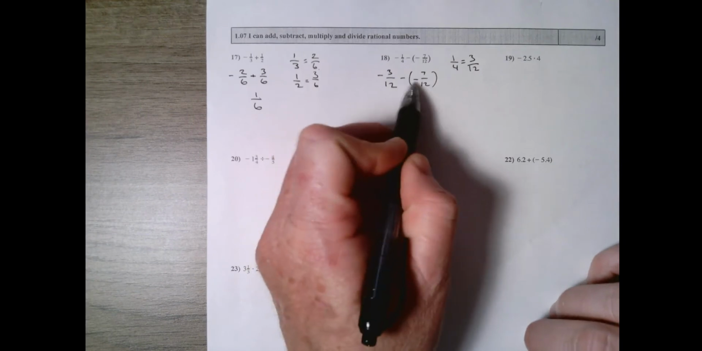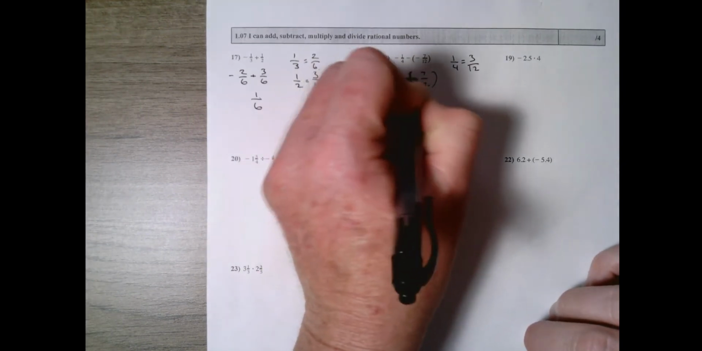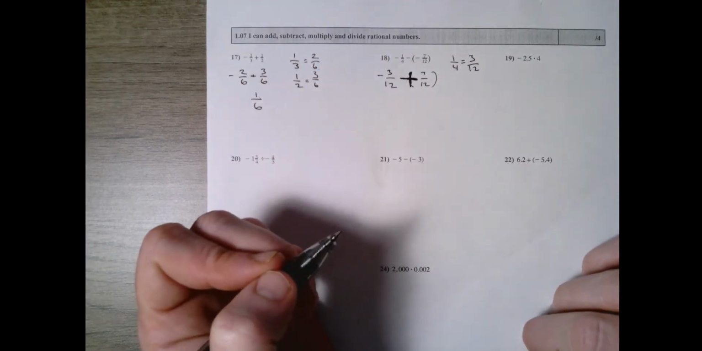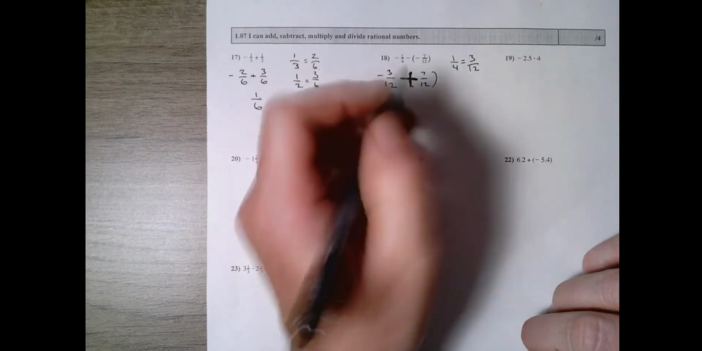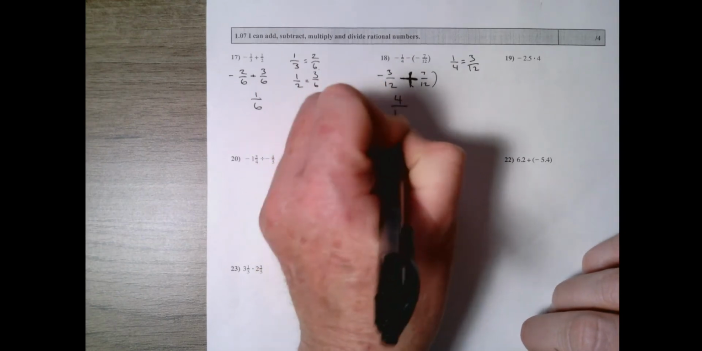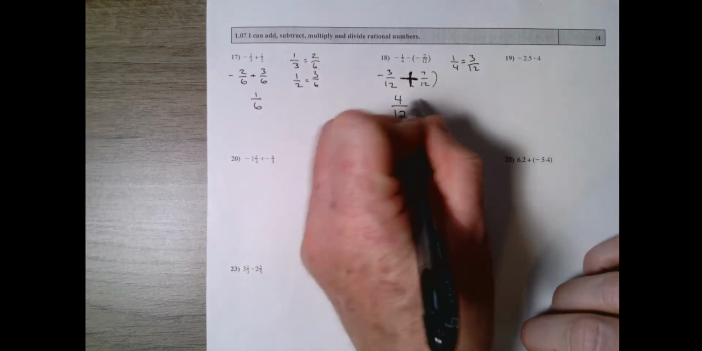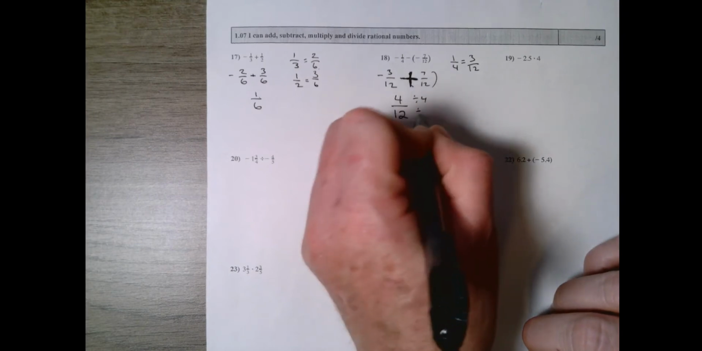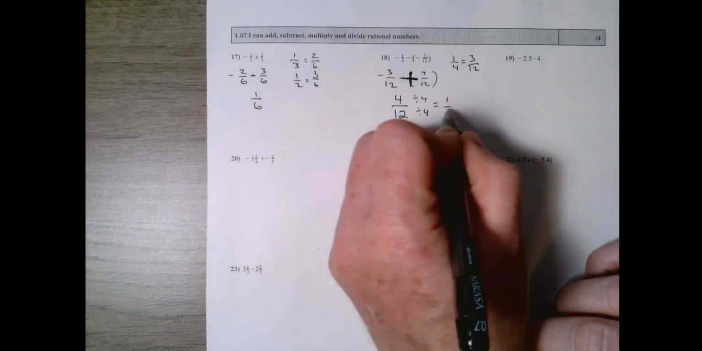So removing negatives is the same as adding. Big plus. Okay, subtracting a negative is the same as adding a positive. So I have negative 3 plus 7. That's going to be 4, and it's 12ths that we're working with. All right, we really should reduce this. We can divide both of these values by 4, which is going to give me 1/3.